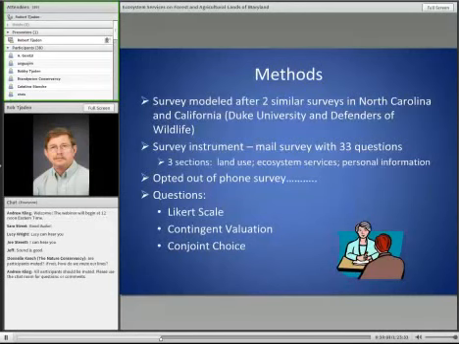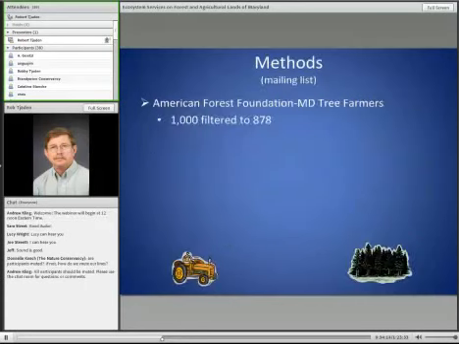For the mailing, we worked with the American Forest Foundation. We were able to obtain the Maryland Tree Farm mailing list from them, and roughly it was about 1,000 tree farmers. What we did is we filtered it down to about 878 to account for multiple landowners owning the same piece of property. We wanted to make sure it went to just one person that owned that particular property, because some of them are owned in family units.